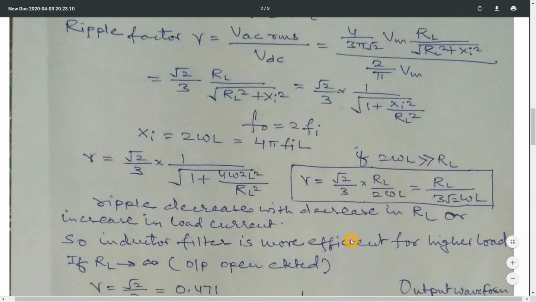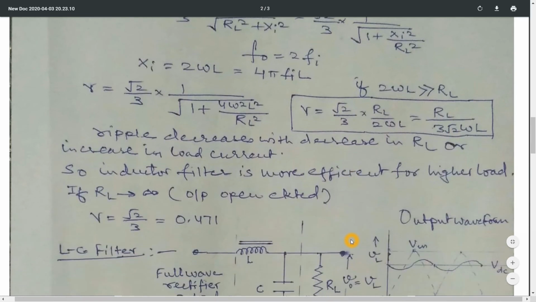From this formula, it is deduced that ripple decreases with decrease in RL or increase in load current. So inductor filter is more efficient for higher loads.